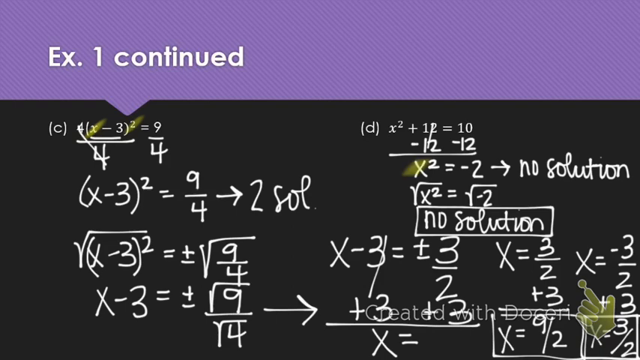If you recognize right here that there's going to be no solution, I am absolutely fine if you skip this step. Okay? If once you have x squared isolated, you see that it's equal to a negative number and you can go straight to no solution, feel free to go there.